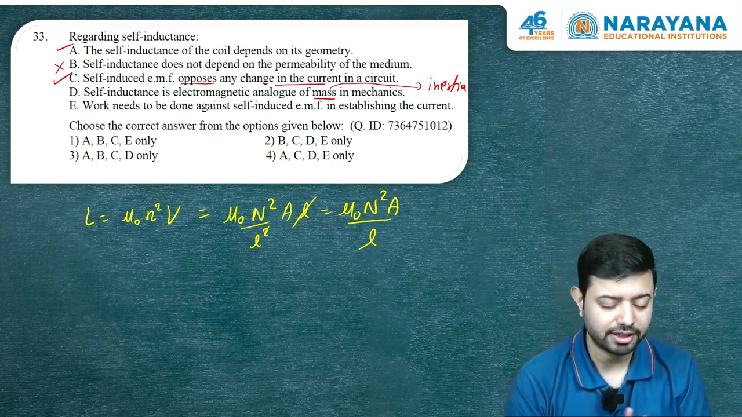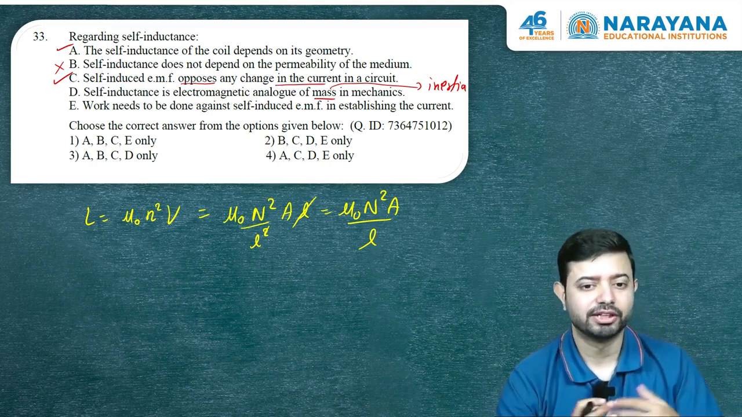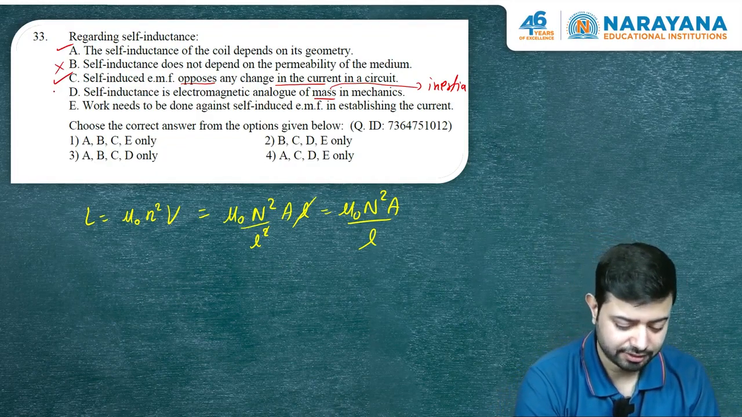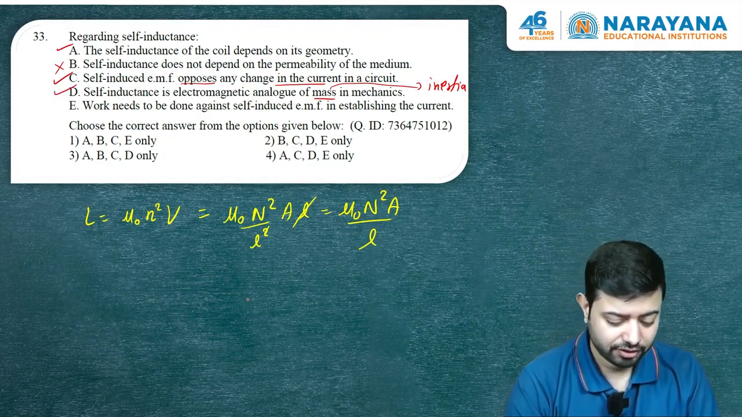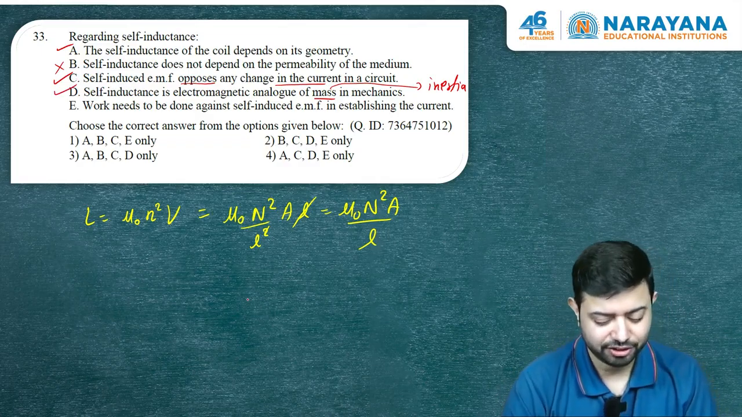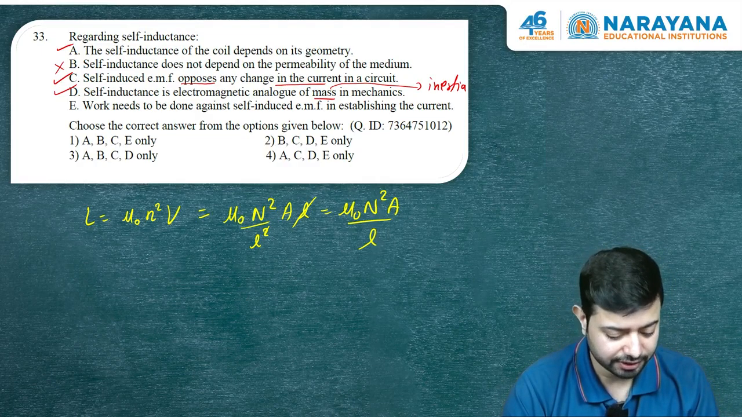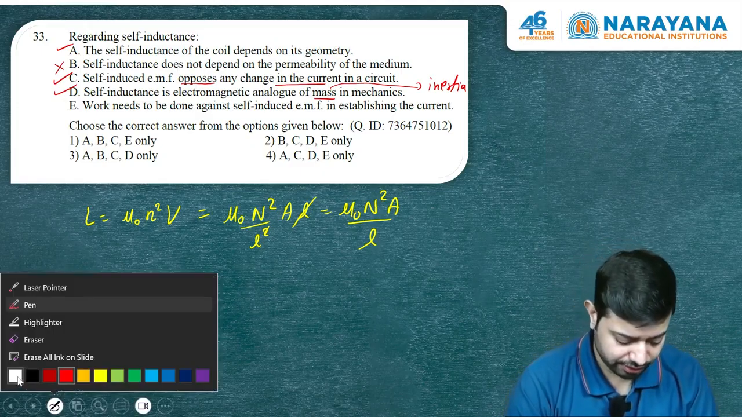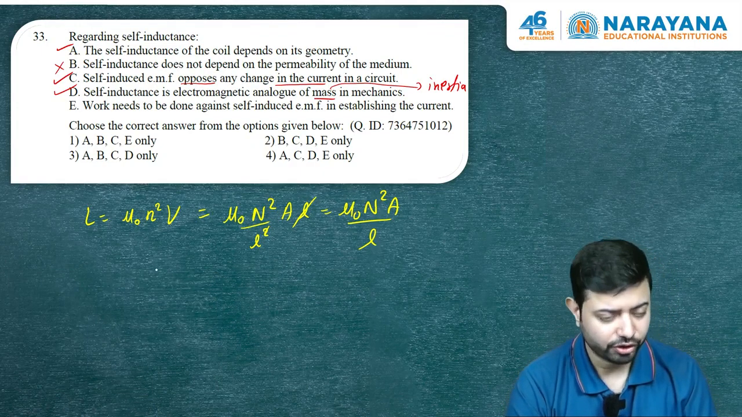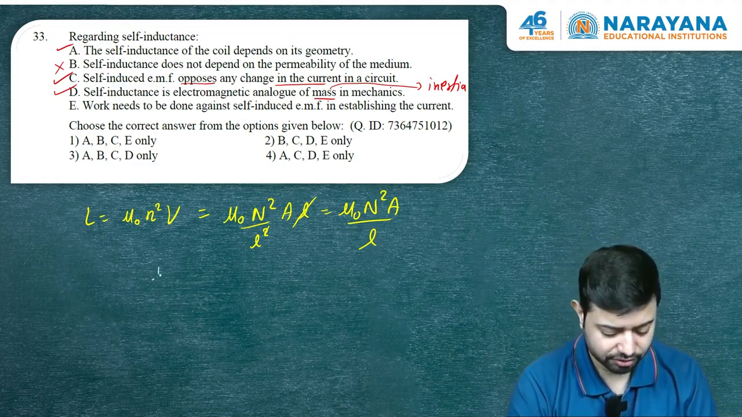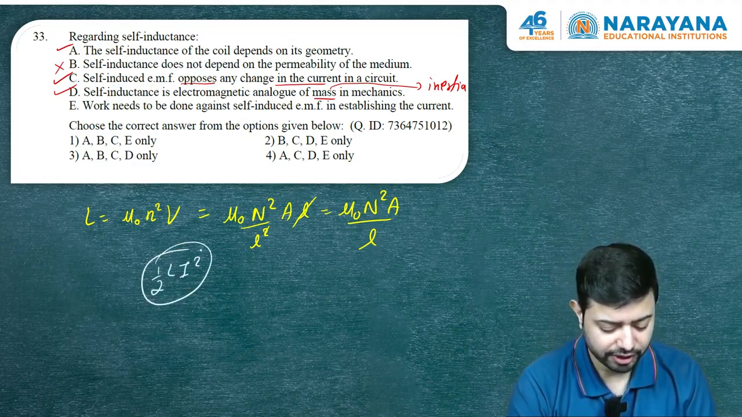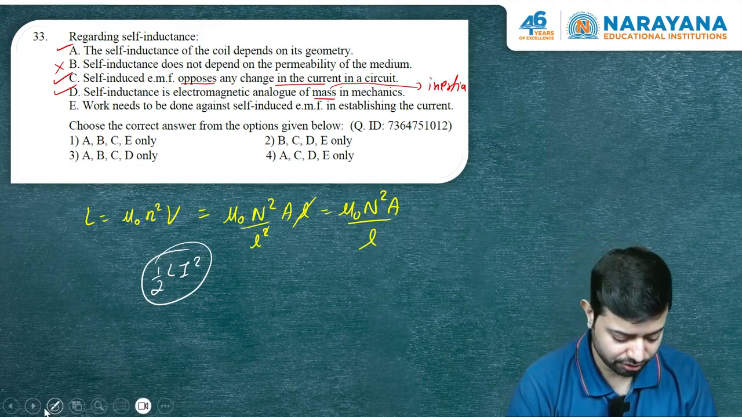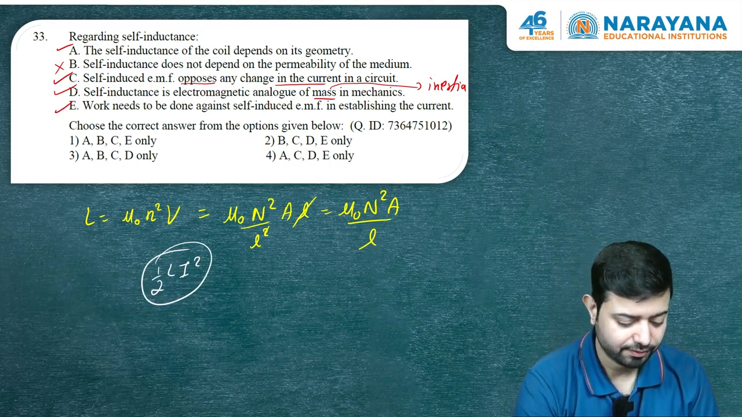Right? They both oppose the change in a particular physical quantity. So let's see, this is correct. Yes, it is the analog of mass in mechanics. Work needs to be done against self-induced EMF in establishing the current. Yes, so how much is the work actually? You have already gone through it. The work done on that inductance results in half L i squared, which is stored as the energy in the inductor. So this option is also absolutely correct.